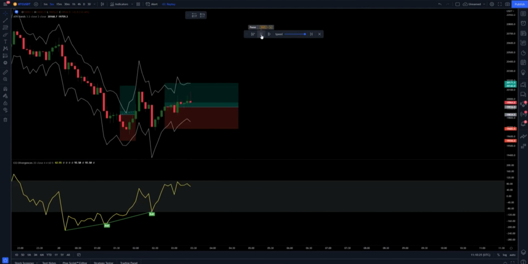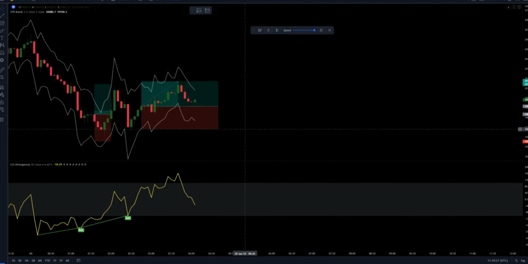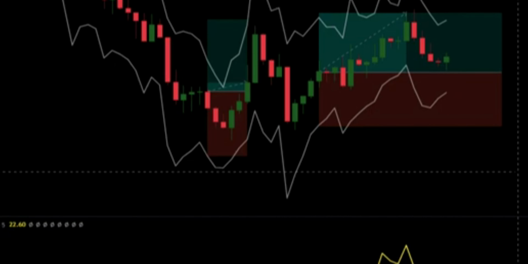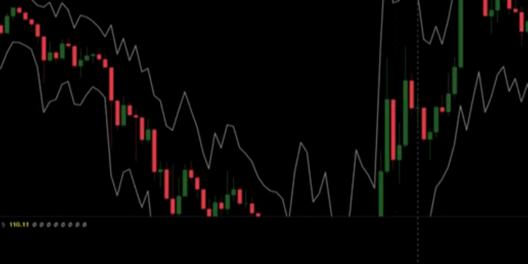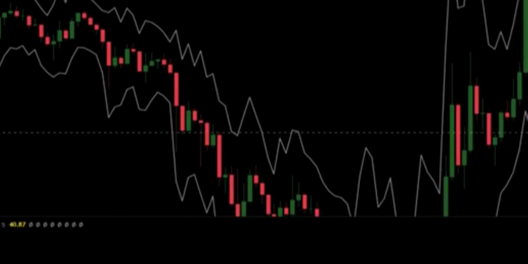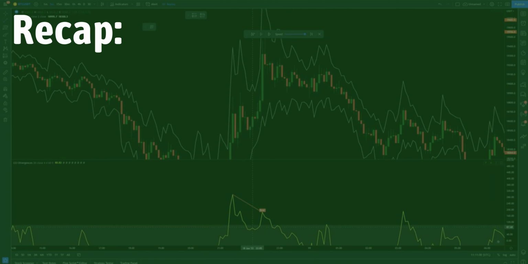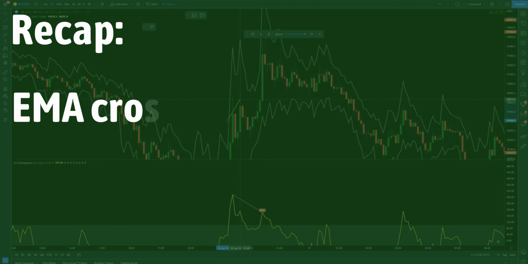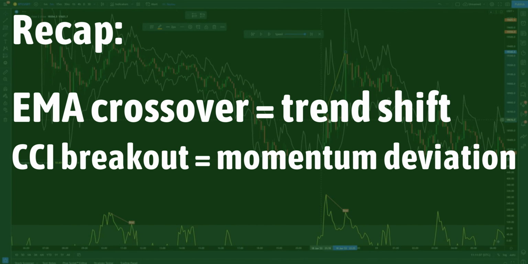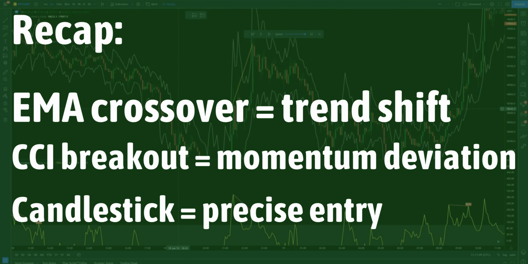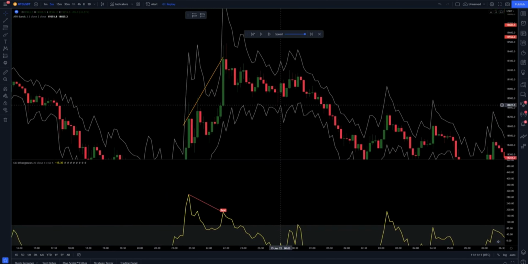And here's the kicker. You can add a candlestick pattern for the final green light. A simple engulfing candle, pin bar, or inside bar can be your sniper entry. You're not relying on guesswork. You've got a system. So to recap, EMA crossover equals trend shift. CCI breakout equals momentum deviation. Candlestick equals precise entry. It's clean, it's logical, and when used correctly, it keeps you on the right side of the market.